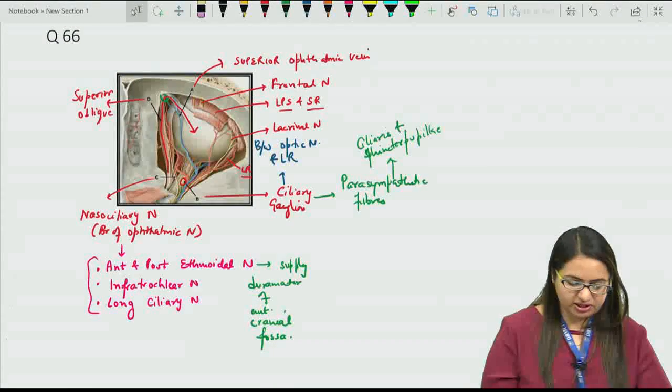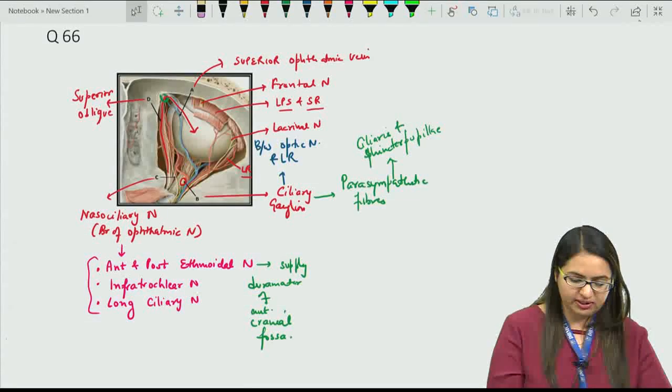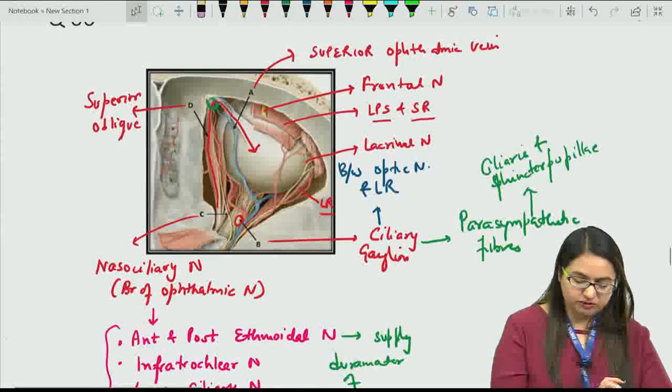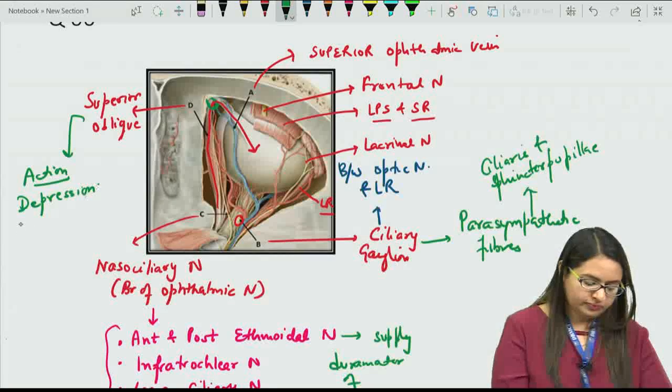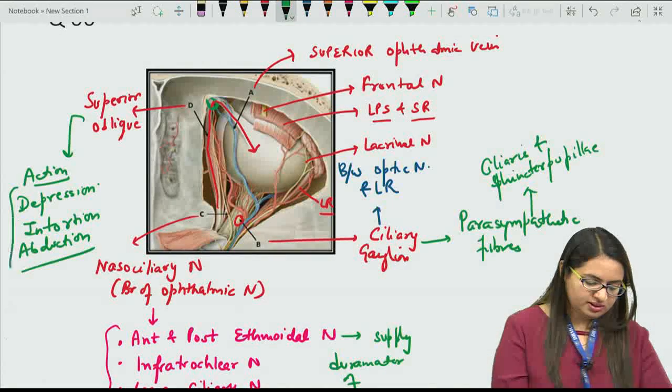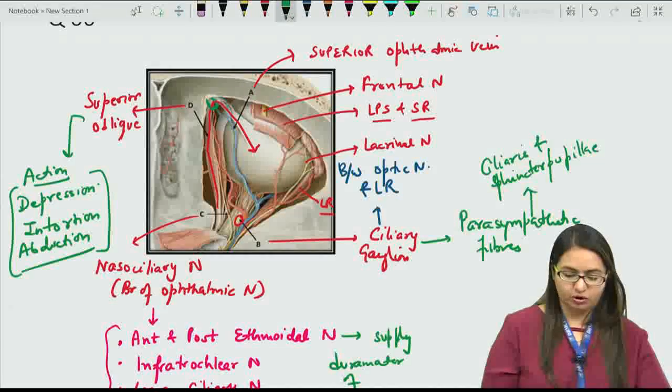Now another structure which has been mentioned over here, the superior oblique muscle. The action of the superior oblique muscle is it helps in the depression of the eyeball, as well as in torsion and abduction. These are the actions which are performed by the superior oblique muscle.